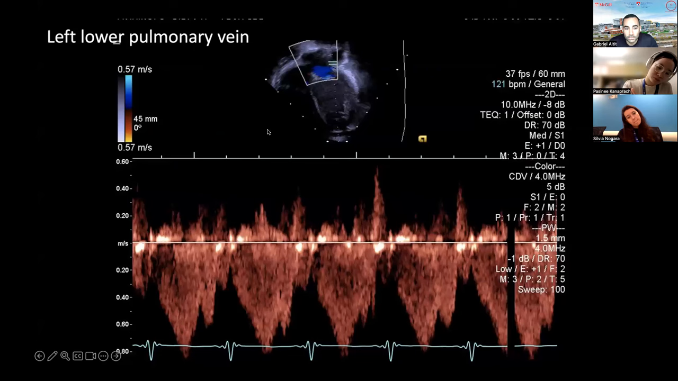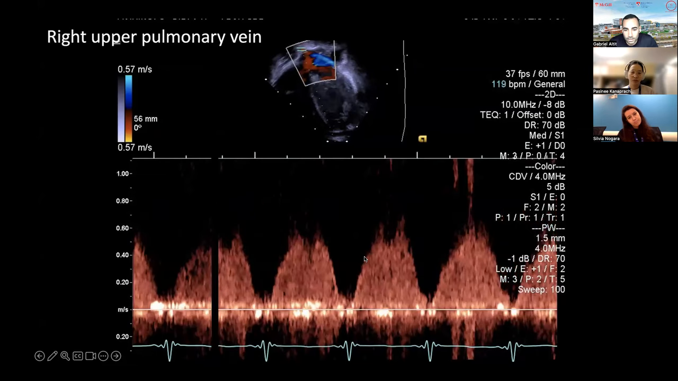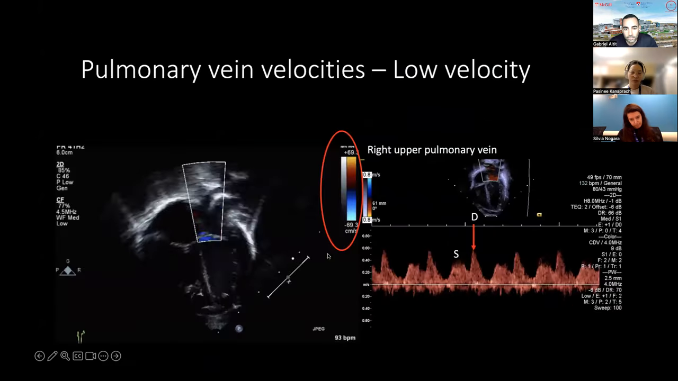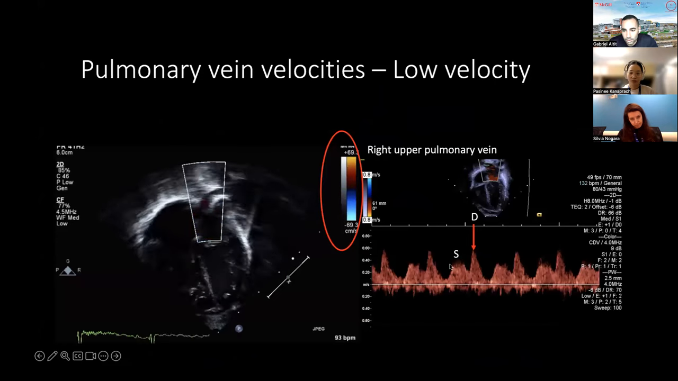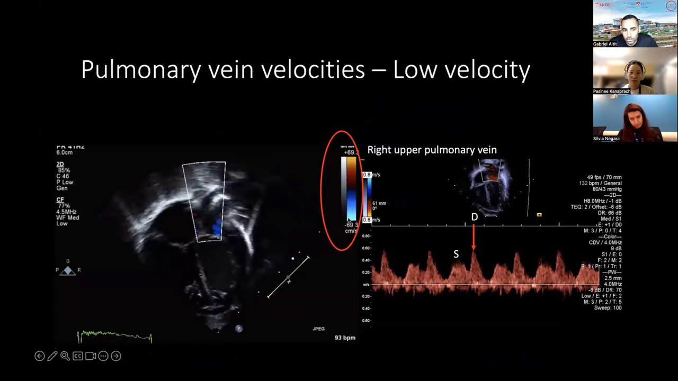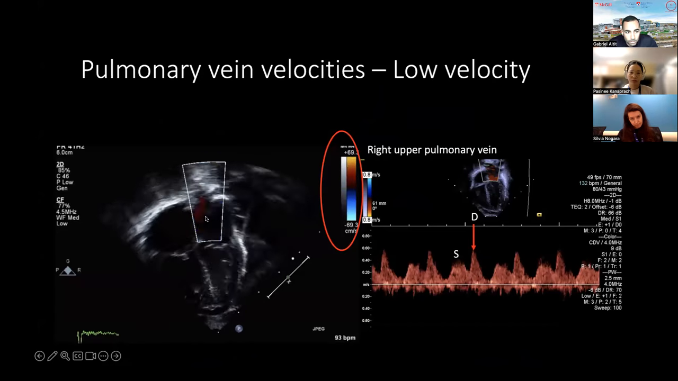I can use my pulse wave Doppler and then look at the profile. So you can see that there's the S wave and then the D wave. And then you're going towards the baseline where you get maybe a bit of atrial reflux here, but it's not that obvious in this particular scan. And then this is the Doppler in the right upper pulmonary vein. So you get an S wave here and then a D wave here. And you can see that the velocity filter is relatively low and you can see the pulmonary vein here.